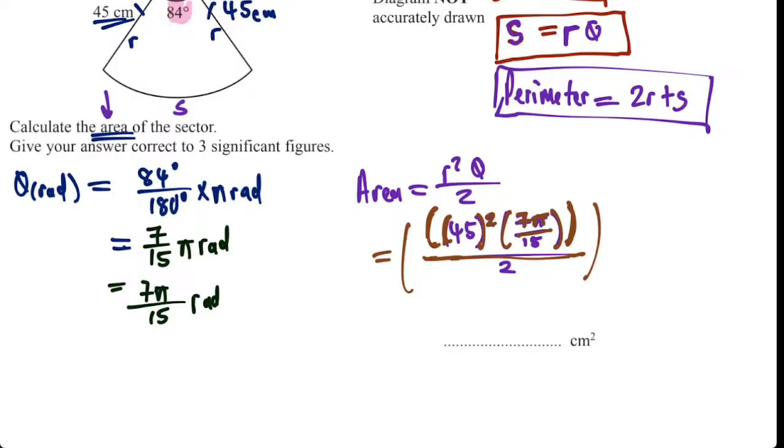Lenny, are you punching? Ilang, are you punching? Okay, good. Open bracket, then open another one. Then open the third one and say 45, close, say squared. Then open, say 7 pi over 15, close. Then close again. Then say divided by 2. Then close. What are you going to get?